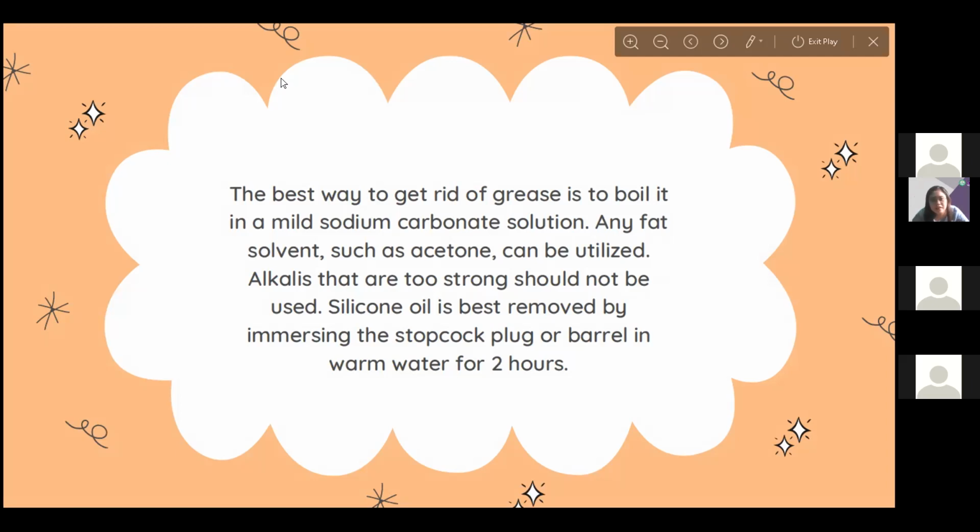And then, aside from that, what else? Minsan gumagamit sila ng hydrochloric acid to remove the stain. Pero not really the very concentrated one. Just like the alkaline, it can be very strong also for our glasswares. And it can also be very strong for us na ma-expose tayo.